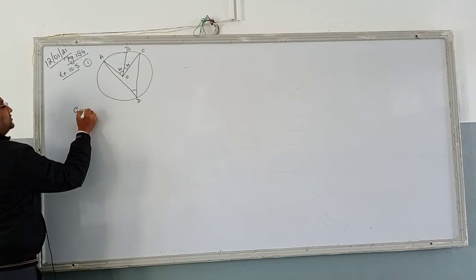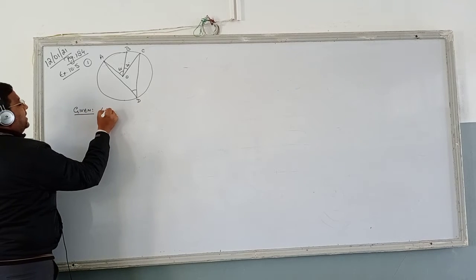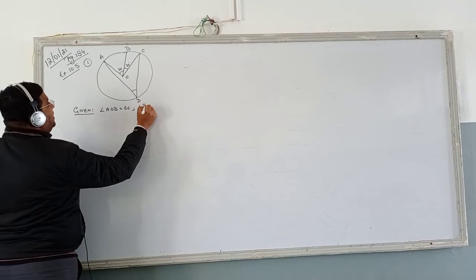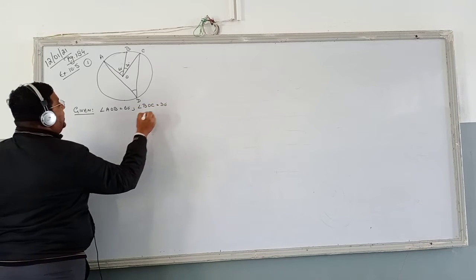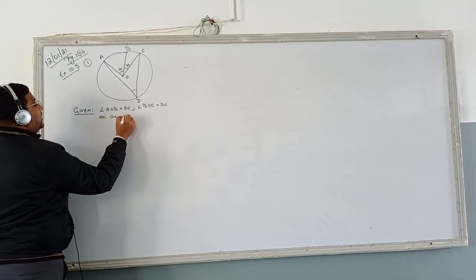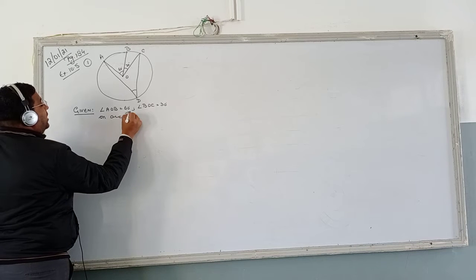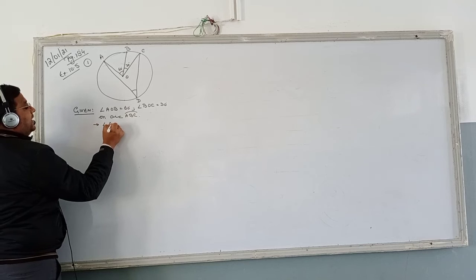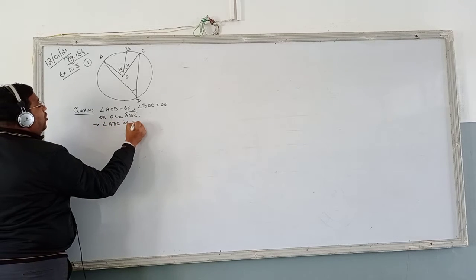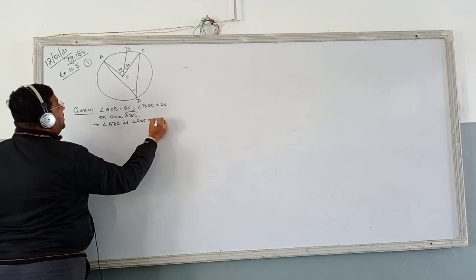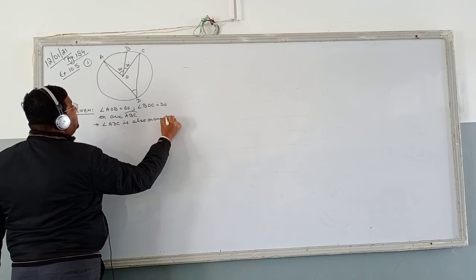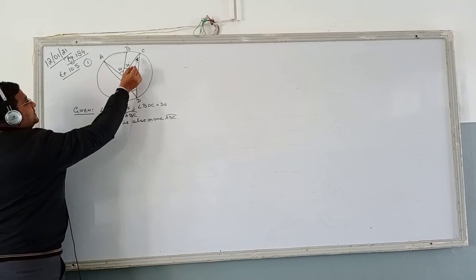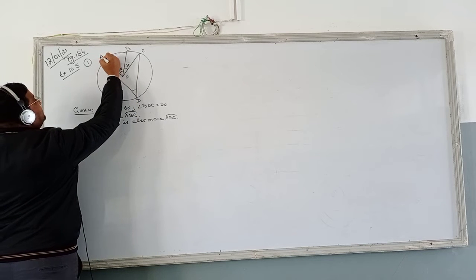What is given to us? We are given angle AOB equals 60 degree, angle BOC equals 30 degree on arc ABC, right? And angle ABC is also on arc ABC. Just check. Is ADC also on the same arc?